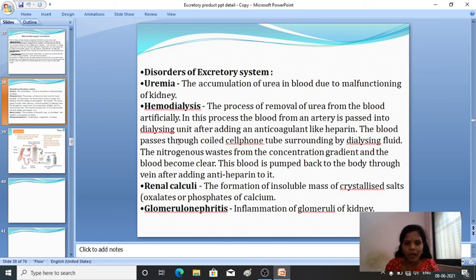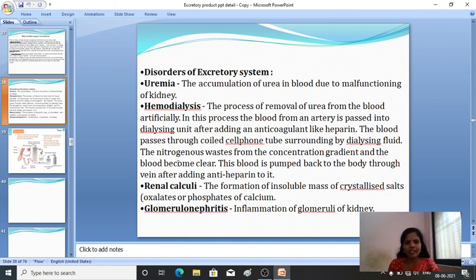Then the blood passes through the coiled cellophane tube surrounding the dialysis fluid. Then the nitrogenous waste moves along the concentration gradient and the blood becomes very clear. So all the nitrogenous waste inside the blood gets collected, and the complete blood gets purified. Then the blood is pumped back to the body through the vein after adding the anti-heparin to it.